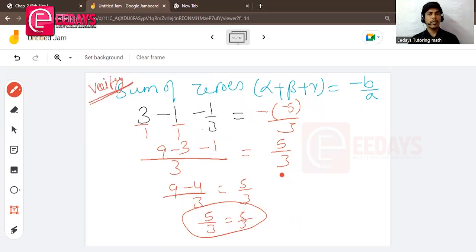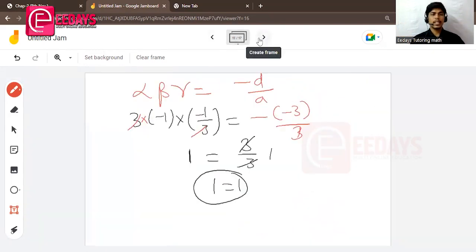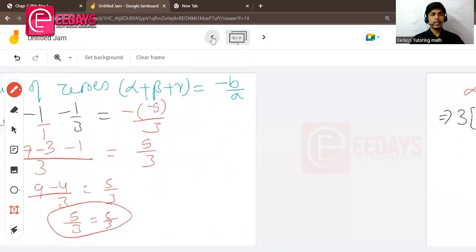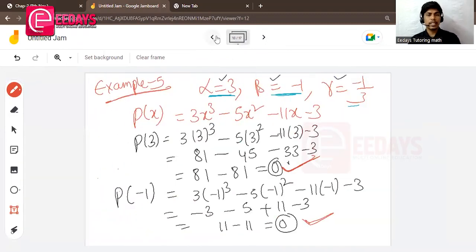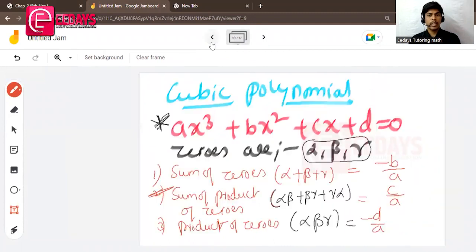Sum of zeros is equal to alpha plus beta plus gamma is equal to minus b by a. And alpha, beta, gamma, just now we got 3 and minus 1 and minus 1 by 3. I take it at left hand side, and right hand side minus b by a. So we'll get LHS is equal to RHS like this. Yeah, let's summarize the session. We'll start the exercise 2.2 next session.